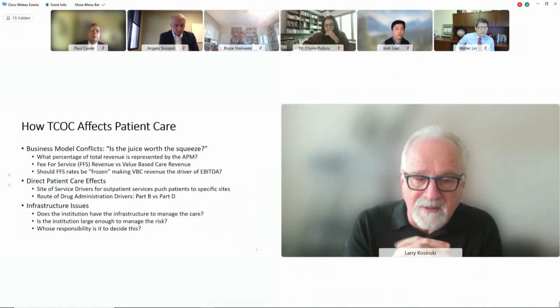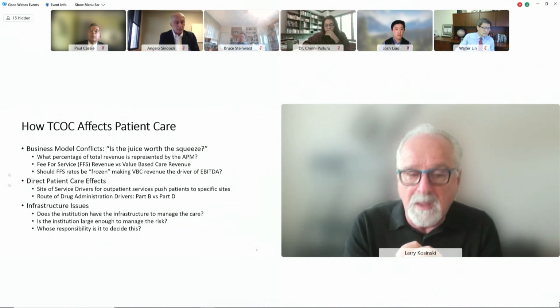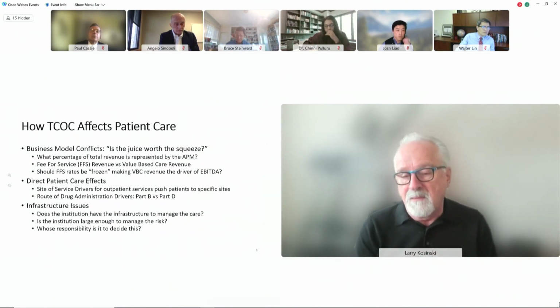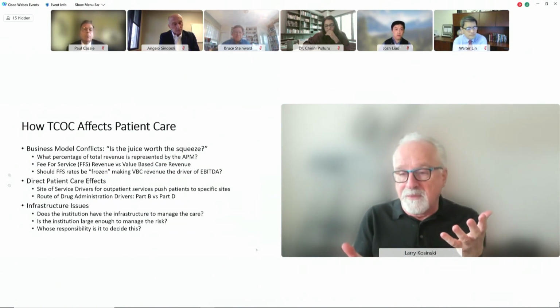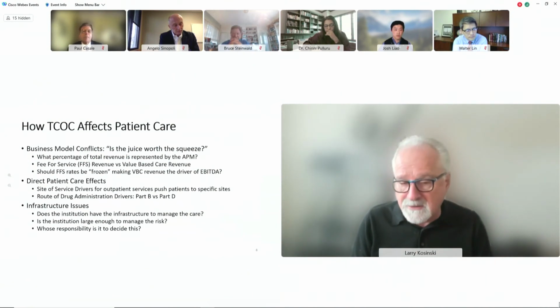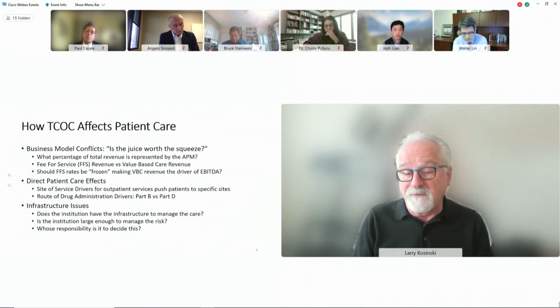So how you define total cost of care can affect patient care. Business model conflicts can arise. Is the juice worth the squeeze? What percentage of your total revenue is represented by the alternative payment model? If not enough is at risk in the value-based arrangement, there's no incentive to change. Fee-for-service revenue versus value-based care revenue must be changed out of the balance it's in right now and put into a balance that favors value-based care, or we're not going to get buy-in from the providers. Should fee-for-service rates be frozen, making value-based revenue the only driver of additional EBITDA for practices?